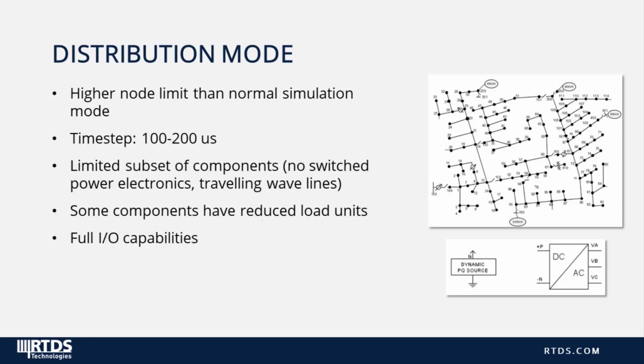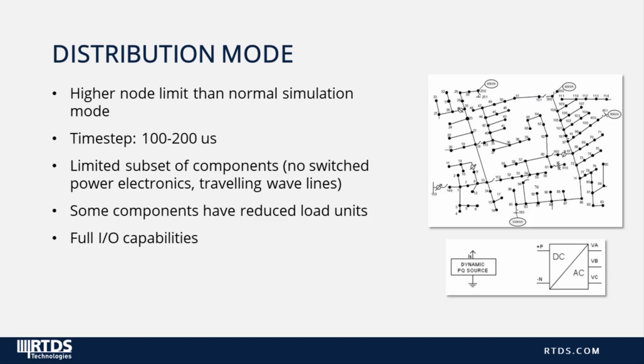So distribution mode is our solution to cater specifically to networks with these characteristics. And when you switch to distribution mode in the RSCAD software, as is done for the demo in today's webinar, there is a much higher node limit than is possible in normal simulation mode, so you can simulate larger networks. And we're able to increase the network size capability because of a few factors, one being the radial nature of the network, and the other being a relaxed time step.